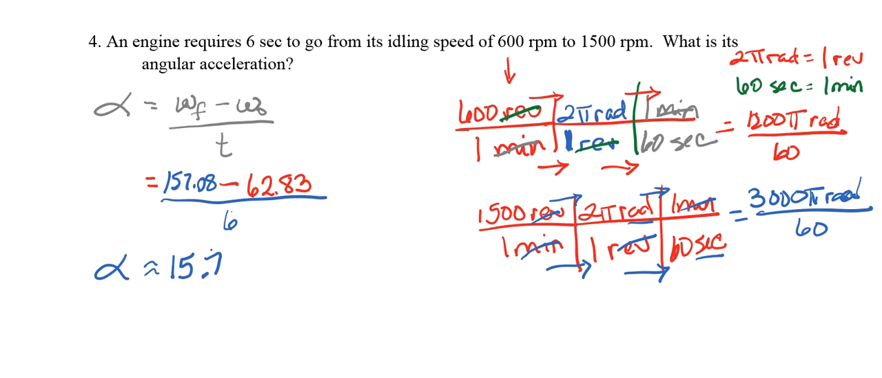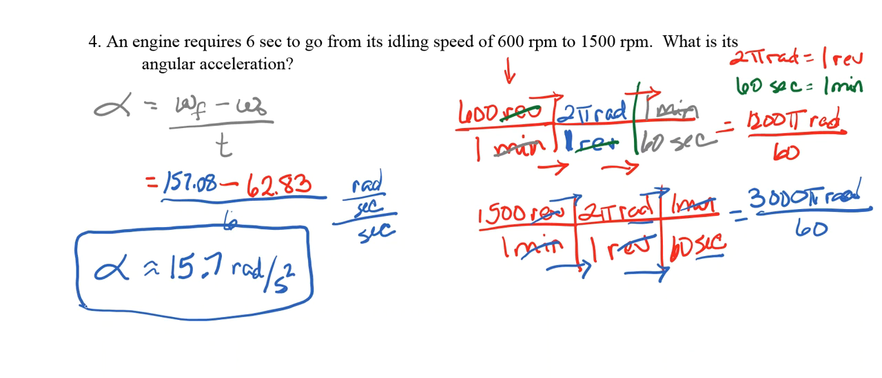Now let's look at what our units are. We took a radian per second minus a radian per second, which means my top is radians per second. I divided it by a second. So I have 2 seconds going on, and my angular acceleration is in radians per second squared. Make sure you pay attention to what your units are.